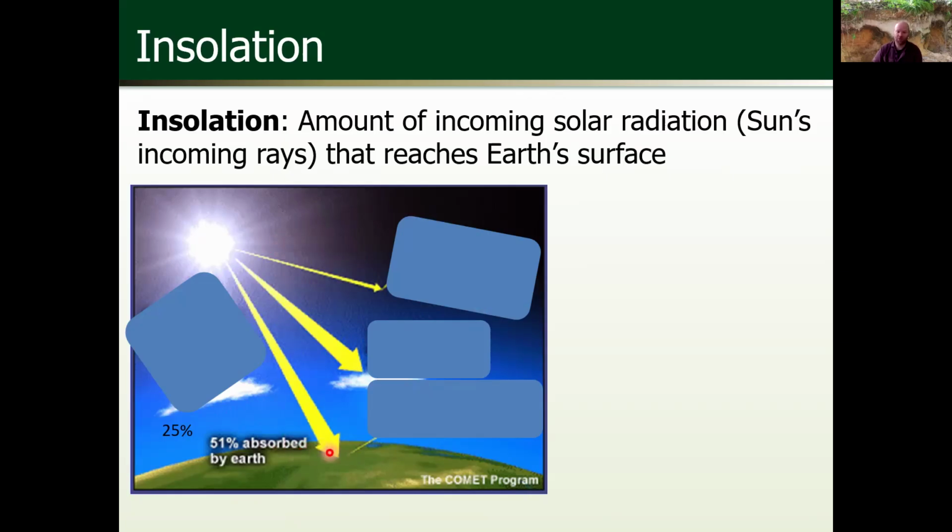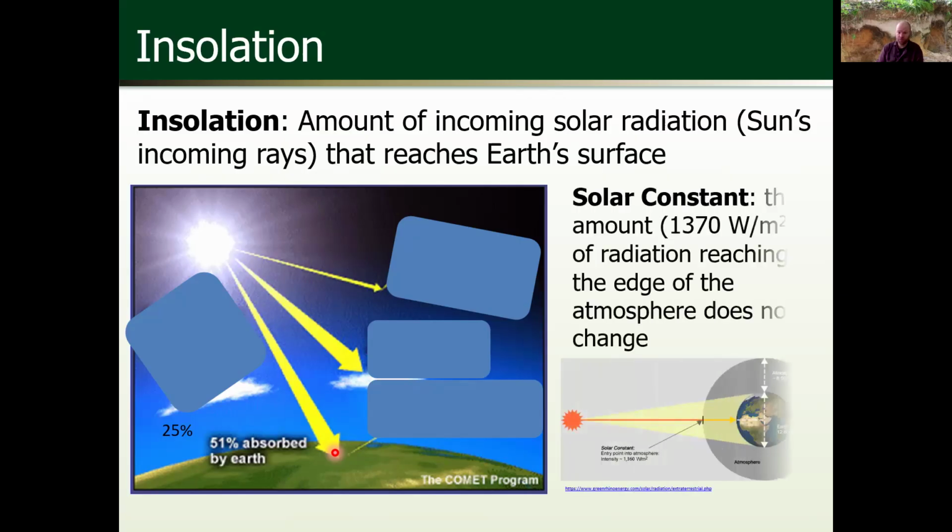But when that radiation reaches Earth's surface, it's also interacting with Earth's surface and would interact with different materials, like a forest versus a field versus a building versus water, et cetera. So we'll explore that later.